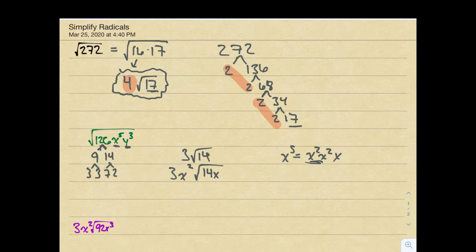And then I'm just going to repeat that for the y's. If I have y cubed, that means I have a pair of y's with 1 left over, so it brings our total answer to 3x squared y times the square root of 14xy.